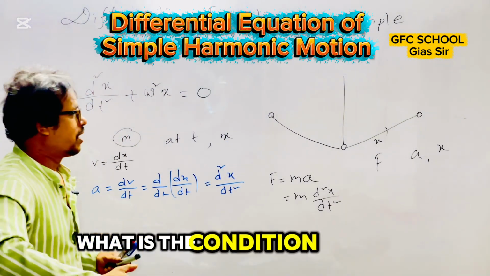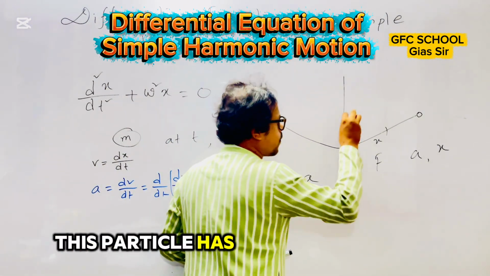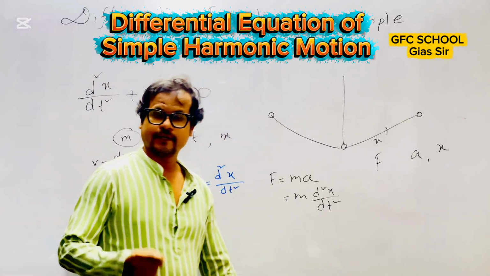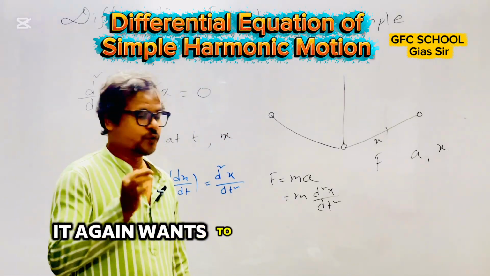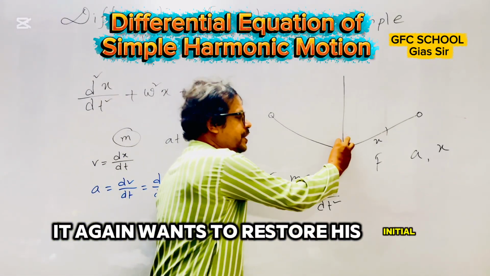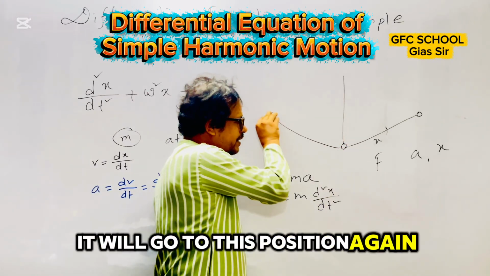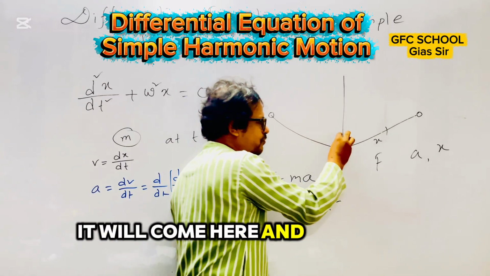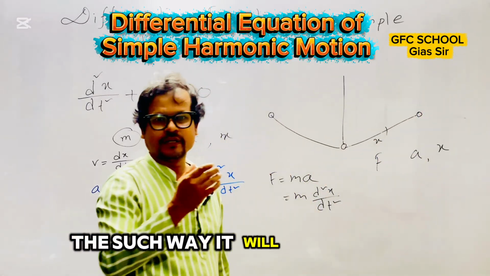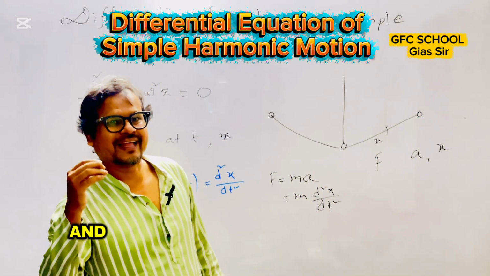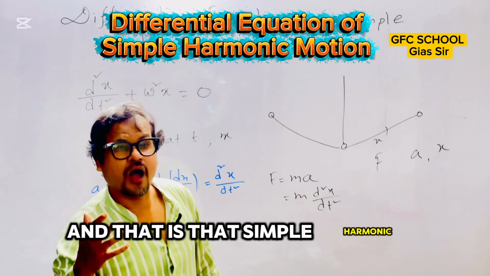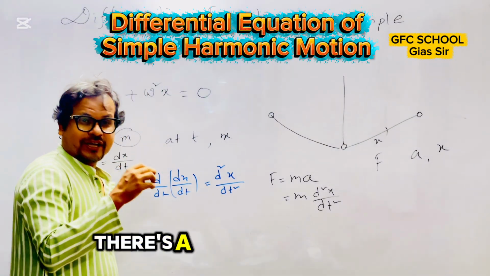What is the condition? Actually, this particle has gone to this part. It again wants to restore its initial position, and from this position it will go to this position. Again, from this position it will come here, and in such a way it will be in motion, and that is simple harmonic motion. Guys, that is the condition.